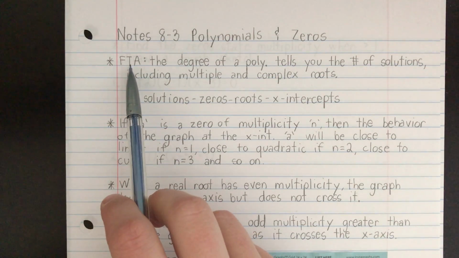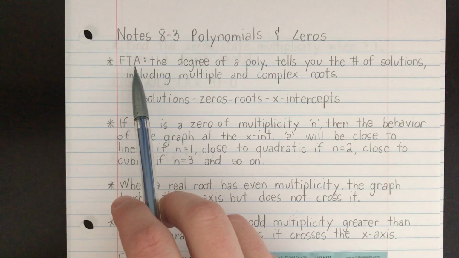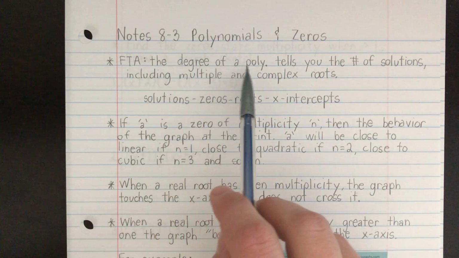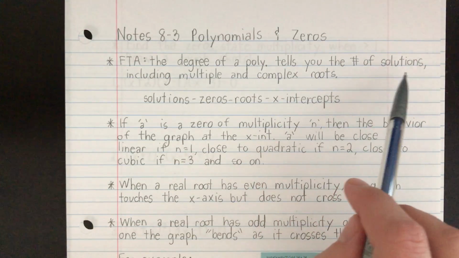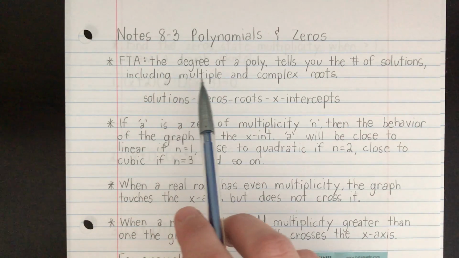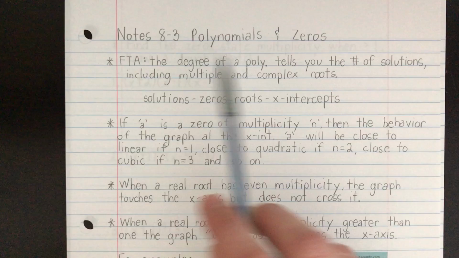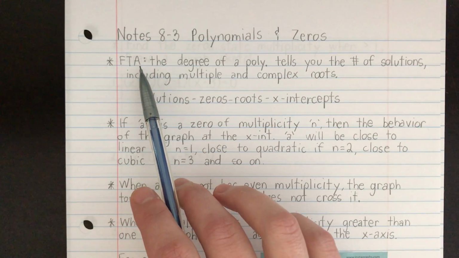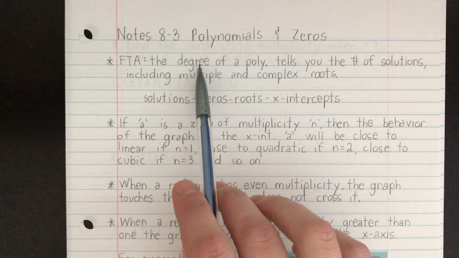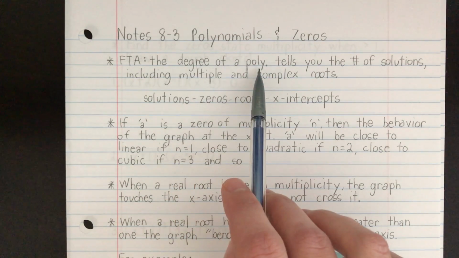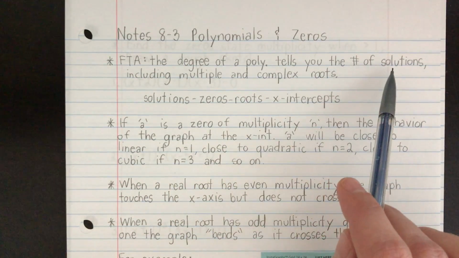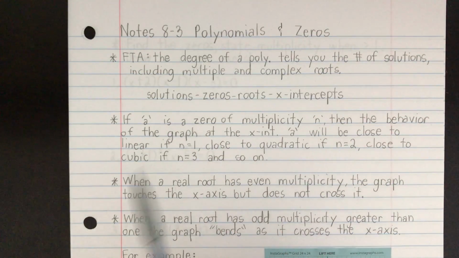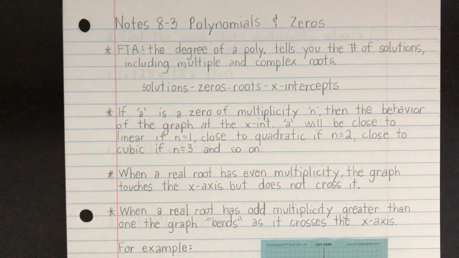Okay, the fundamental theorem of algebra, FTA, states that the degree of a polynomial tells you the number of solutions, including multiple and complex roots. As you can tell by the name, this is a really big deal. The degree, meaning the highest exponent of any polynomial, tells you how many solutions you're going to have. And remember that solutions means zeros, roots, x-intercepts. That's what we're talking about when we say solutions.